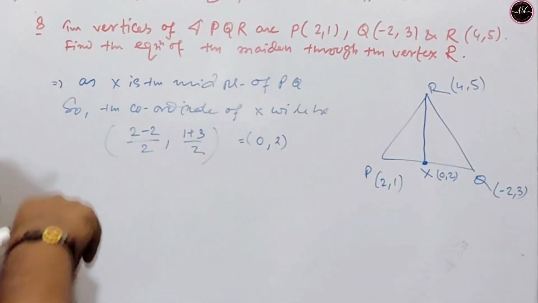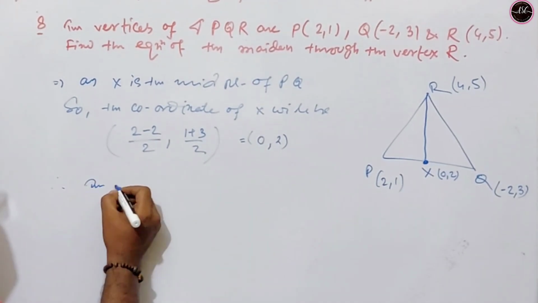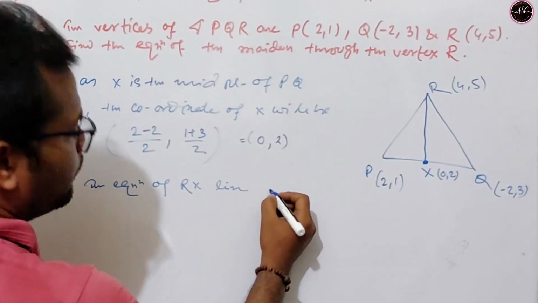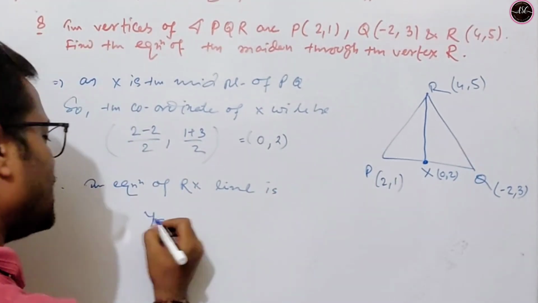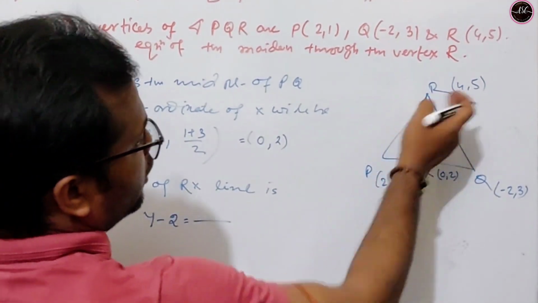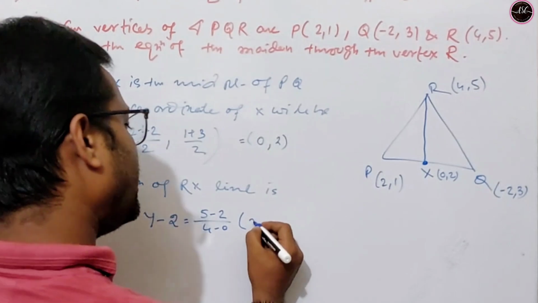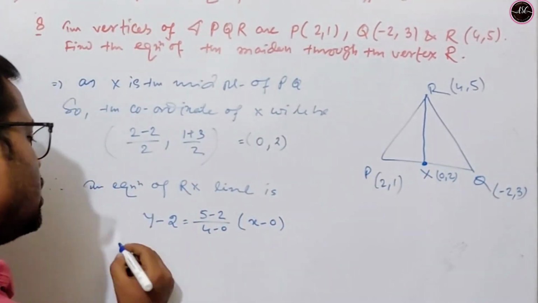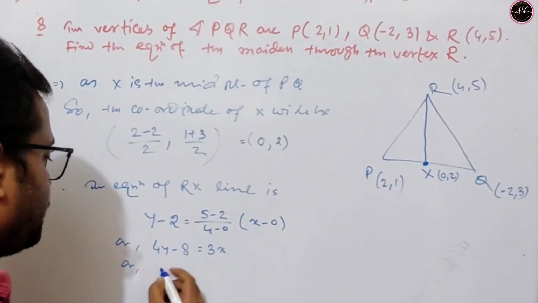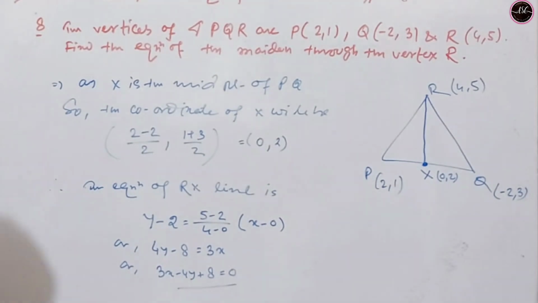So the straight line passing through these 2 points, the equation of the line RX will be y minus y1, equal to 2 here, equal to (y2 minus y1), that means (5 minus 2) divided by (x2 minus x1), that means 4 minus 0, into (x minus x1), that means 0. Okay, so that will be 4y minus 8 equal to 3x, or 3x minus 4y plus 8 equal to 0. That will be your equation of the median.